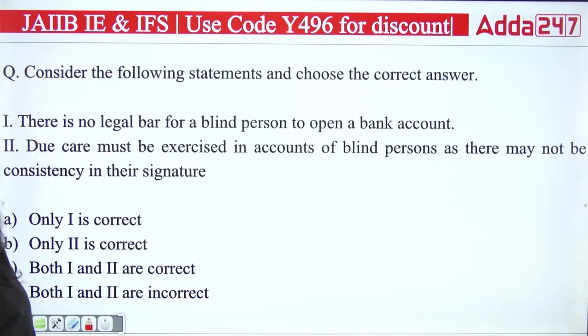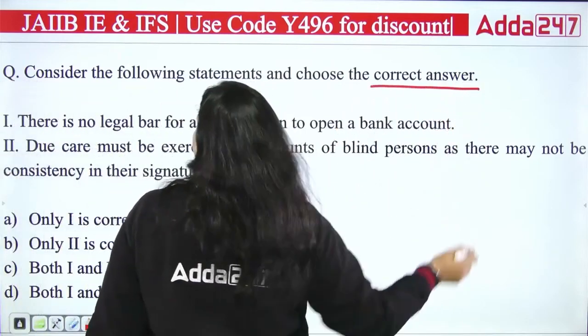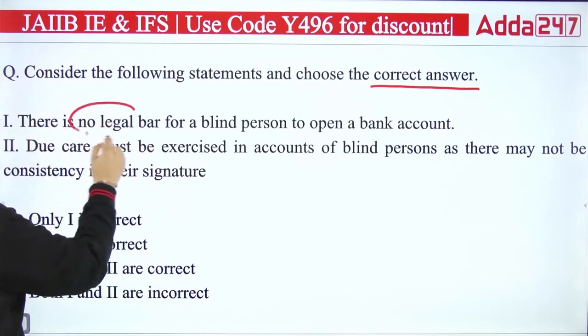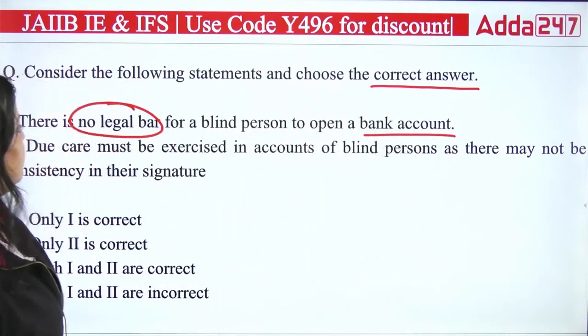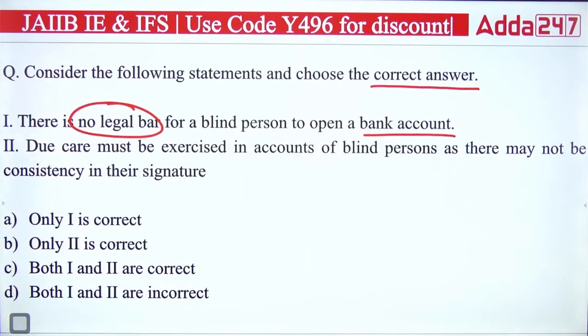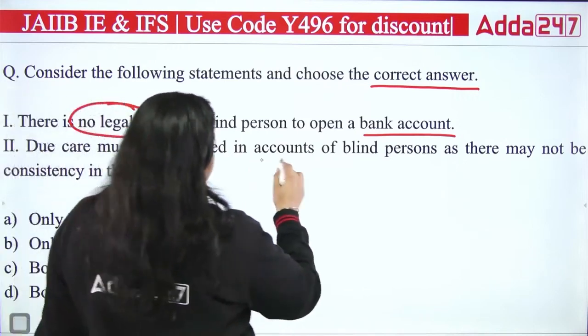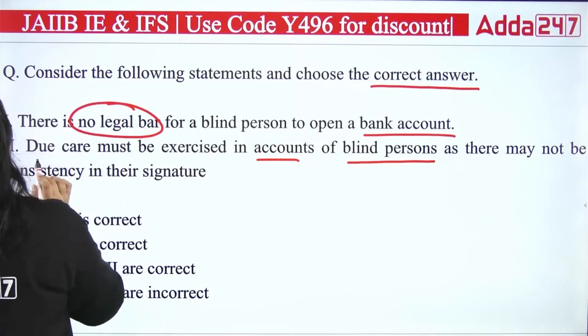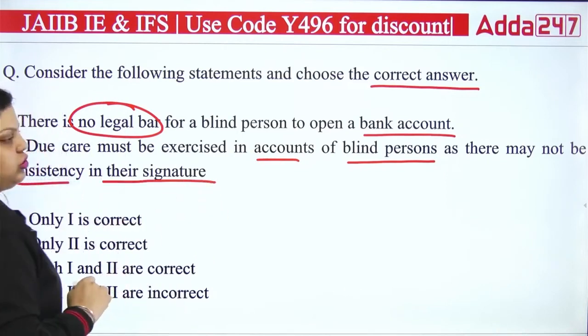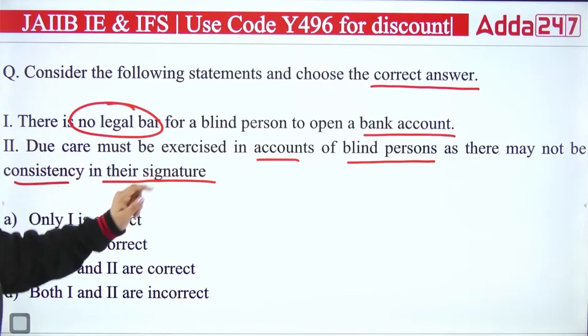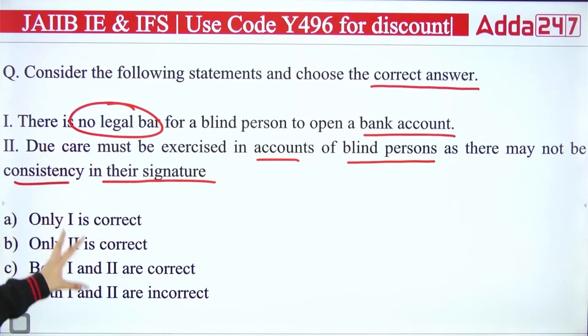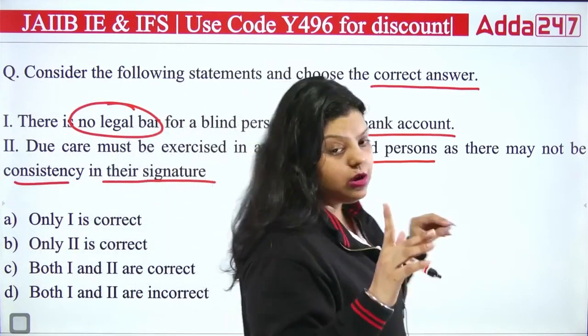Next. Consider the following statements and choose the correct answer. First: there is no legal bar for a blind person to open a bank account. Second: due care must be exercised in accounts of a blind person as there may not be consistency in their signature. So first we are saying there is no legal bar for a blind person to open a bank account. Second is saying due care must be exercised in accounts of a blind person as there may not be consistency in their signature. So which of the following is the correct answer here? A, B, C or D? Which of the following is correct?